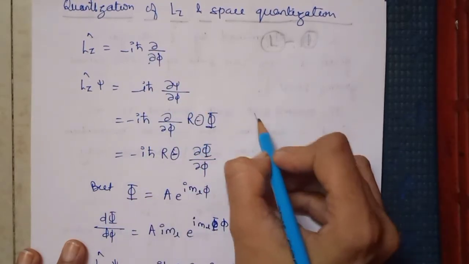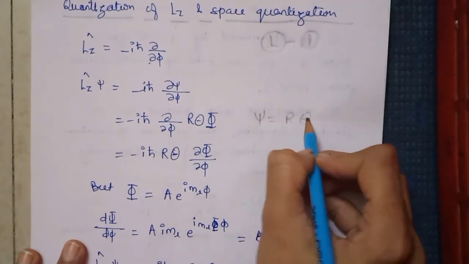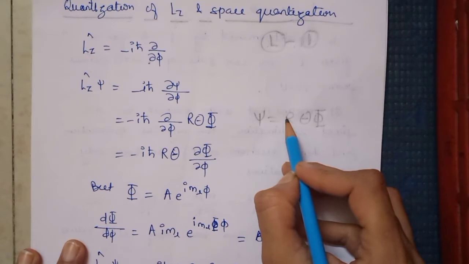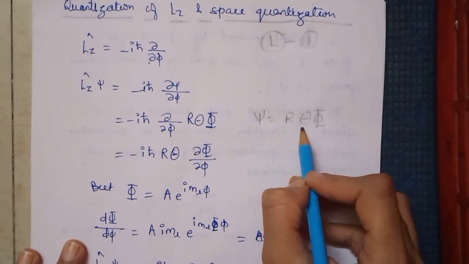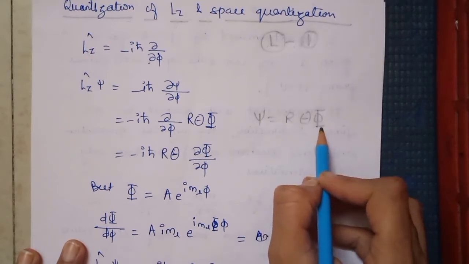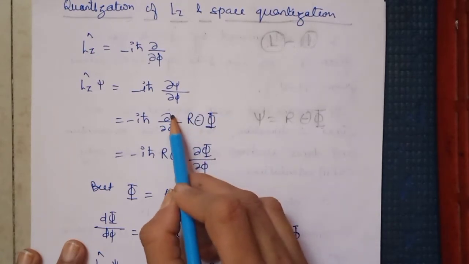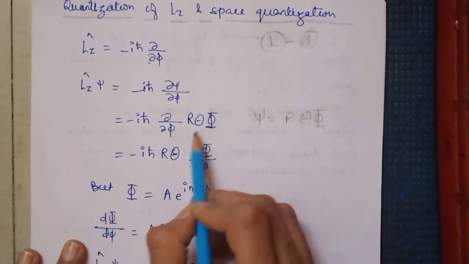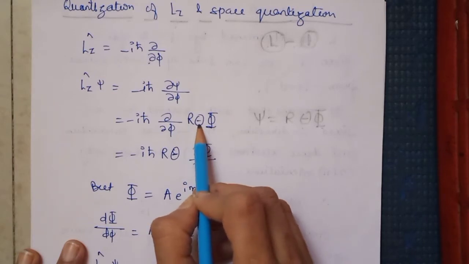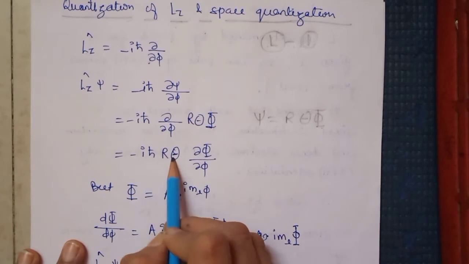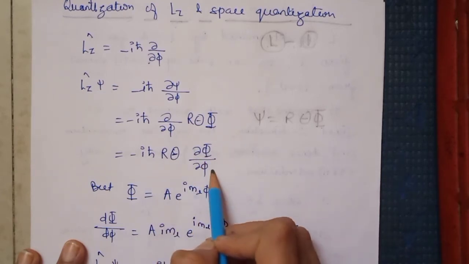Now we know that psi is nothing but the product R(r) Theta(theta) Phi(phi), where R is a function of the variable r only, Theta is a function of theta only, and Phi is a function of phi only. So instead of psi, I can write R Theta Phi. Now I have to differentiate with respect to phi, so I can treat R and Theta as constant. So I will write this as minus i h cross R Theta del Phi by del phi.